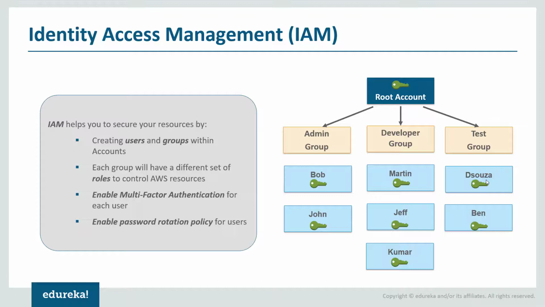We typically create different groups like an admin group, developer group, and test group, and we can give permissions accordingly. Maybe in an admin group, Bob and John will have full permissions. A developer group, like Martin, Jeff and Kumar, will have fewer permissions. Or testing groups, such as D'Souza and Ben, will only have access to the testing systems.